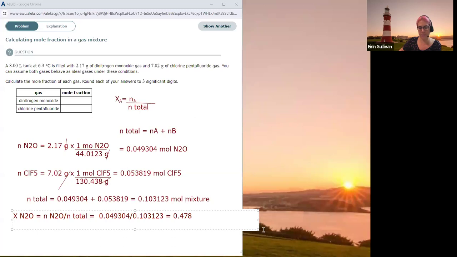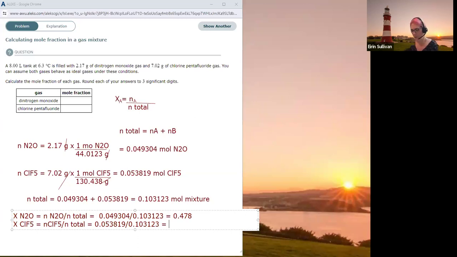All right, let's do the same for the mole fraction of the other thing, chlorine pentafluoride. So that'll be the number of moles of the chlorine pentafluoride divided by the number of moles in total. So that will be the 0.053819 divided by the 0.103123. Spoiler alert, these guys should add up to 1, okay? So we're expecting like 0.522, right? Within sig figs. Depends how good the sig figs rounding is.